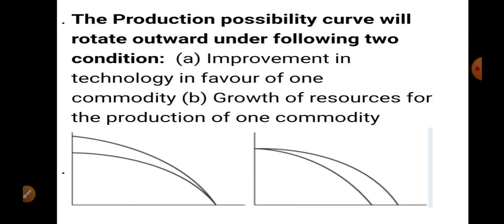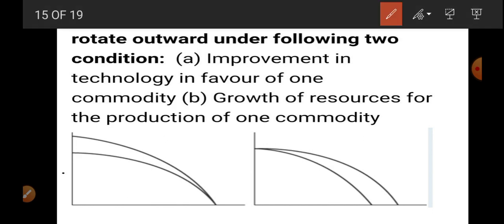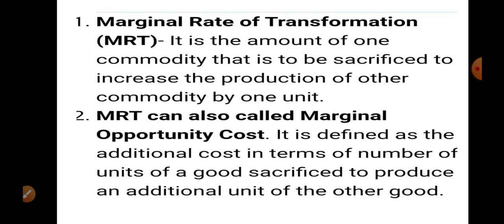Now the production possibility curve can also rotate. It rotates when there is improvement or growth in resources for one good. Here you can see that when there is an increase in production for good X, there is a rightward rotation.